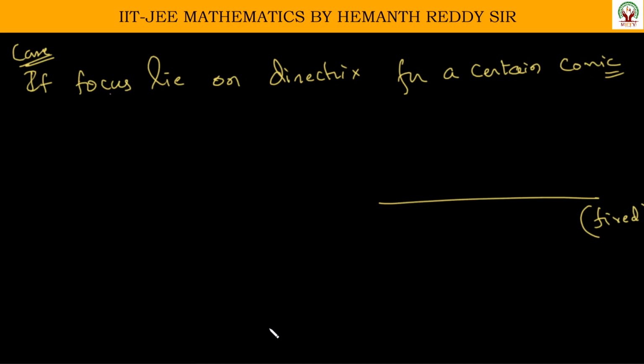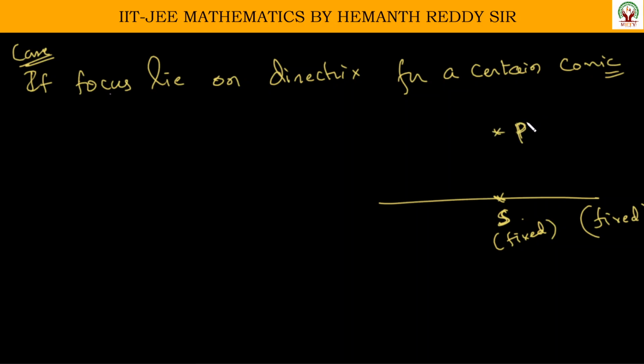Ee terminology marchipokandra eppudaina kuda. Never ever forget this terminology. This terminology is very, very important. Now, let me say that if the focus lies on the directrix, let's say focus is somewhere here. Let's say focus is this. This is fixed. Now, I'll take something like a point P. So, what will be the locus of P?